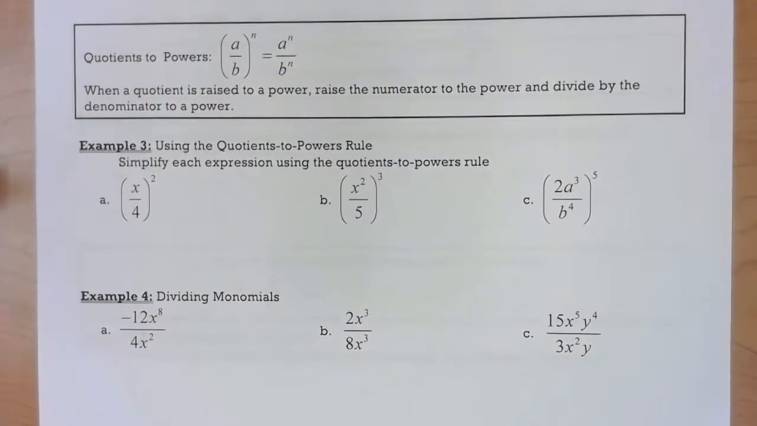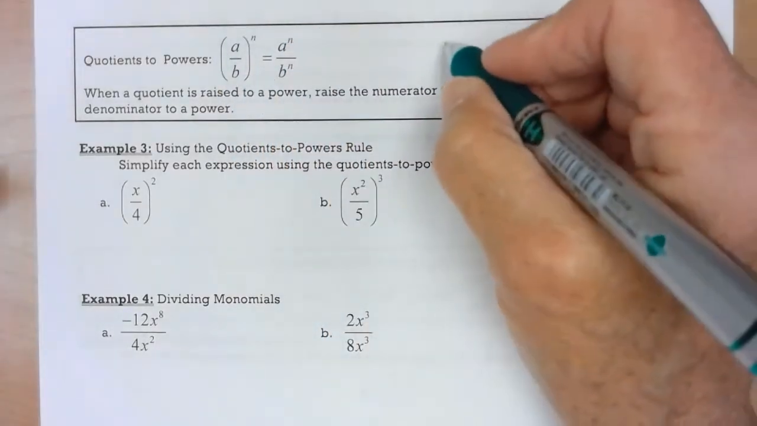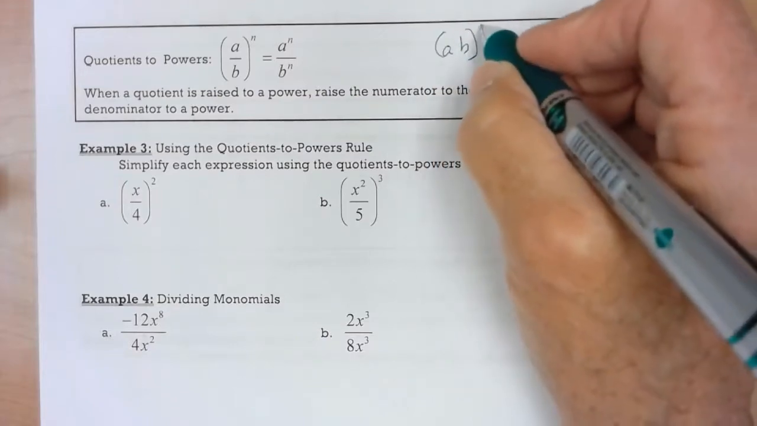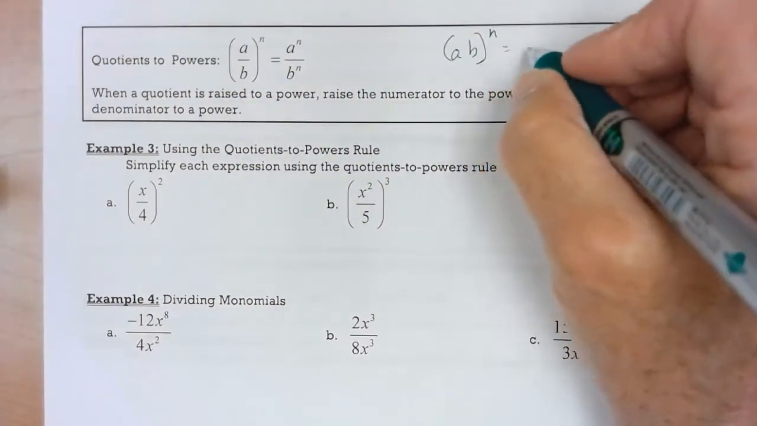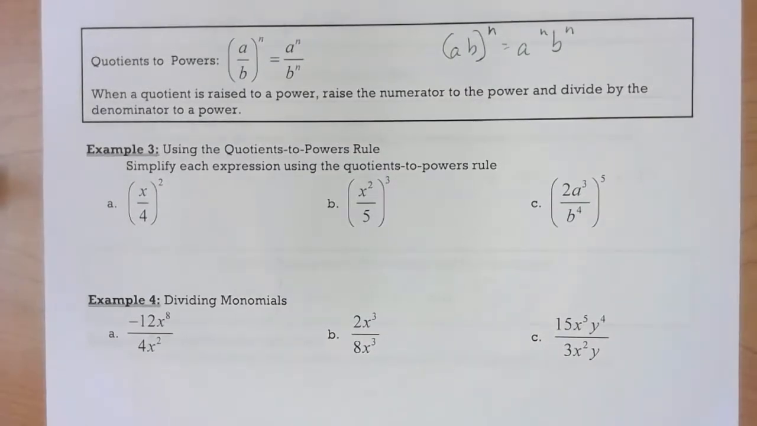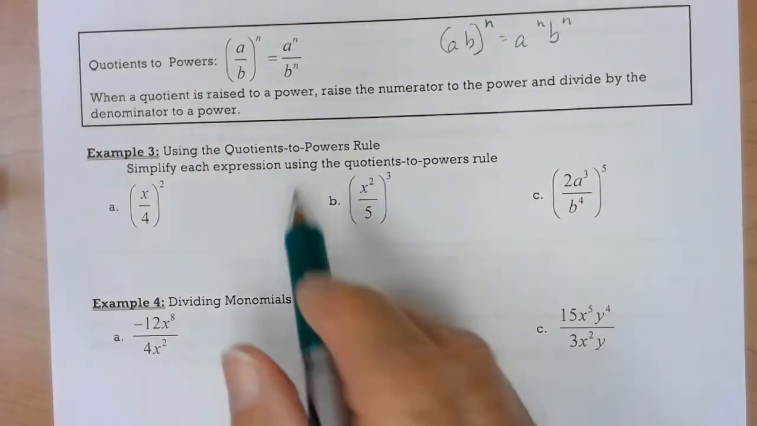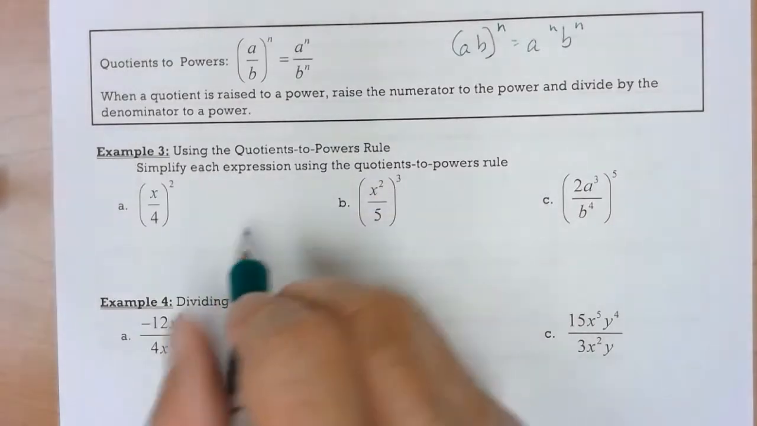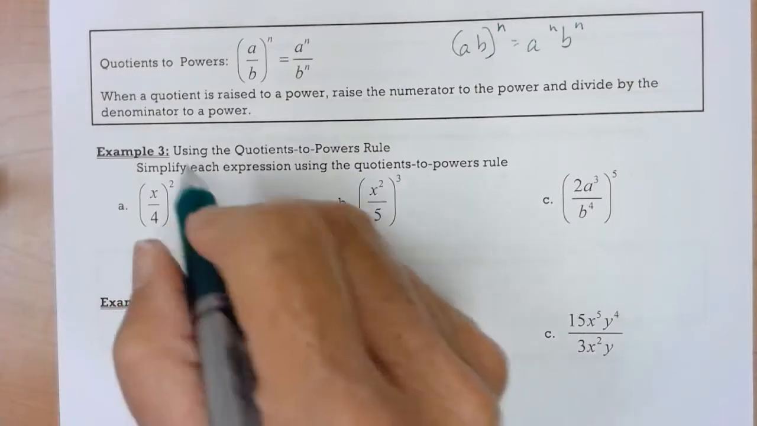Alright. Quotients to powers. Well, the other one was just product to powers, but in this one, anytime you have parentheses, and this goes for these guys too, I've got parentheses. The exponent is distributed through to everyone on the inside of that parentheses. So when a quotient is raised to a power, raise the numerator to the power and divide by the denominator to the power. So using the quotient to powers rule, it says to simplify each expression using the quotients to powers. I'm going to do the first one, and I'm going to let you do the rest of them.